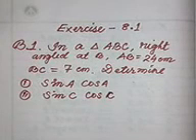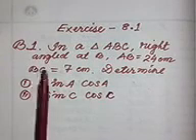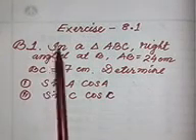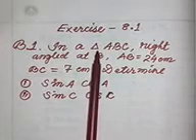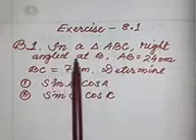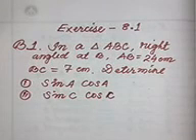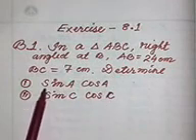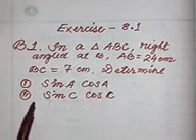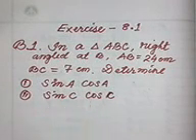Today I'm going to do exercise 8.1 B, question number 1. Here in this question you are given a right triangle. In a triangle ABC, right angled at B, AB is equal to 24 centimeter, BC is equal to 7 centimeter, and determine sine A into cos A, sine C into cos C.